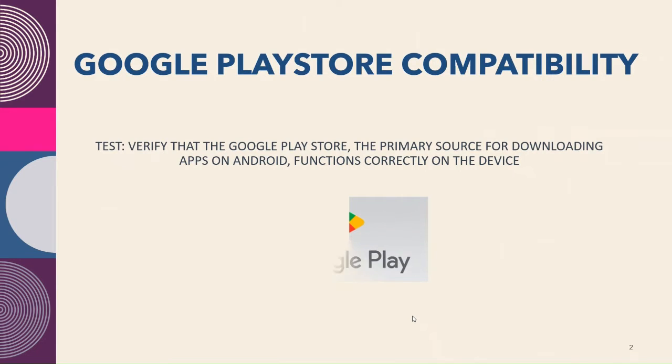First one is Google Play Store compatibility. Under this category, we include test cases which verify that the Google Play Store, which is the primary source for downloading apps on Android, functions correctly on the device. For example, if users experience any issues with the Play Store, Google may release updates to the apps to resolve problems related to app downloads, updates, and purchases.